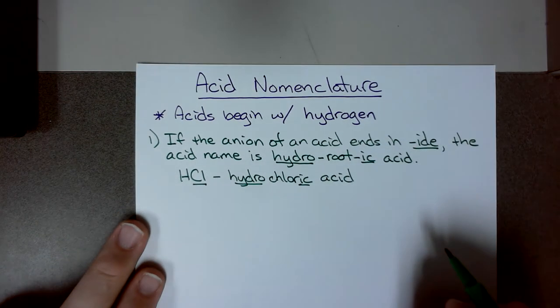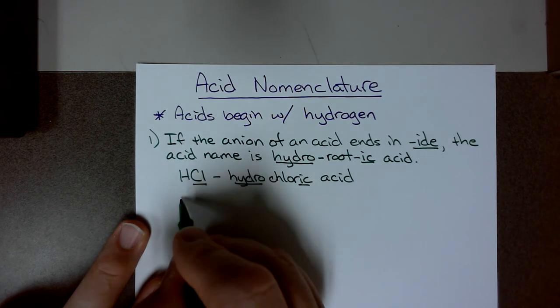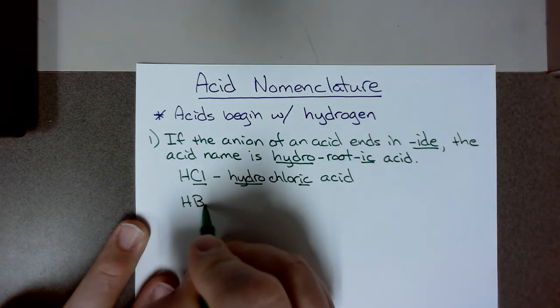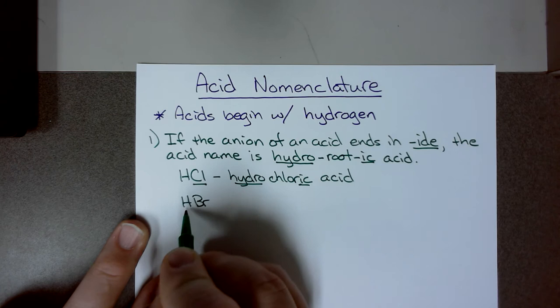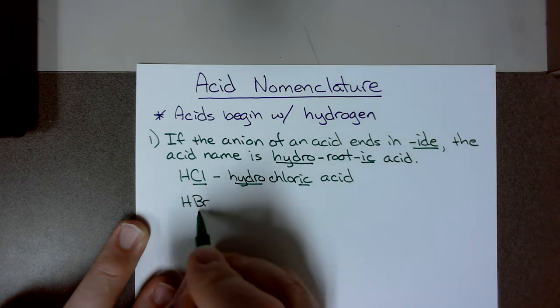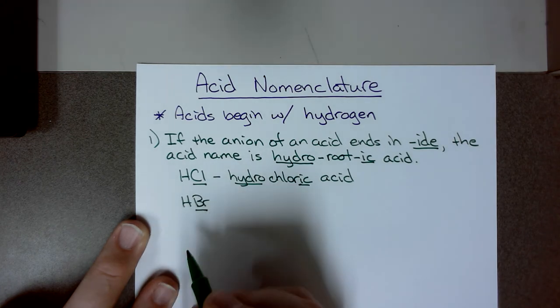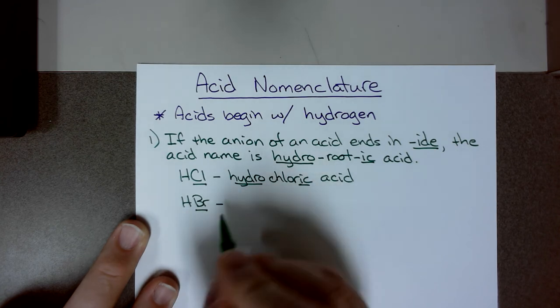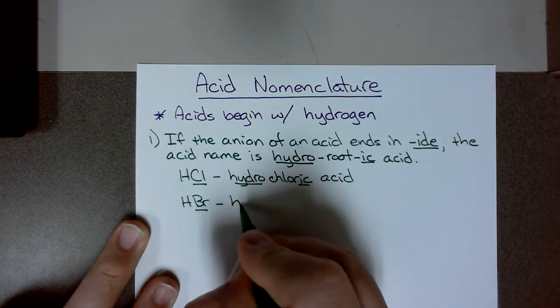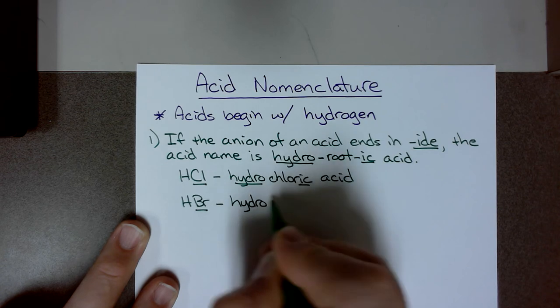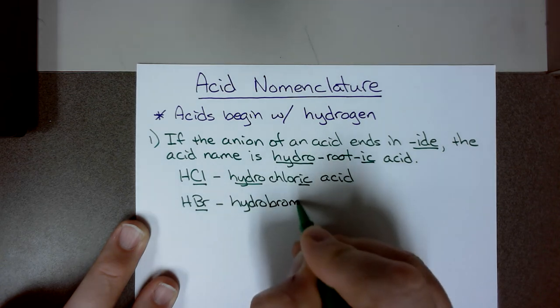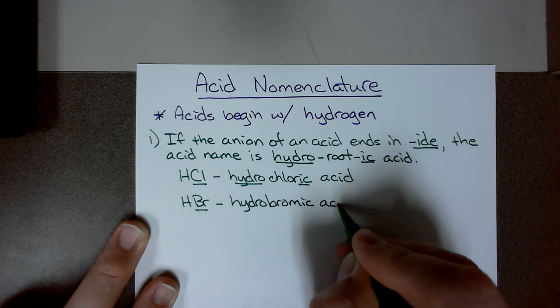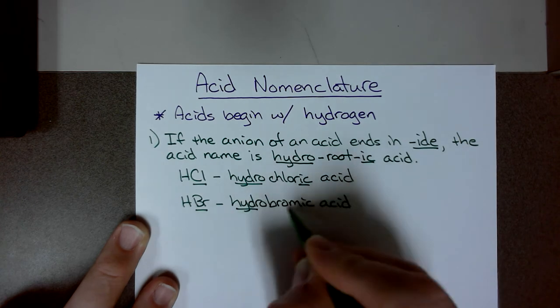Let's do a couple more to make sure we understand. Let's say we have HBr. Again, it's an acid because it has a hydrogen to start. This is a monatomic ion, that's bromide, an "ide" anion, and "ide" anions go to hydro-ic acid, so that's hydrobromic acid.